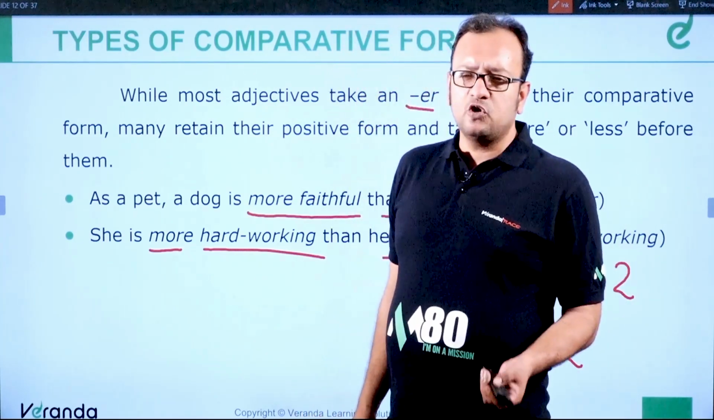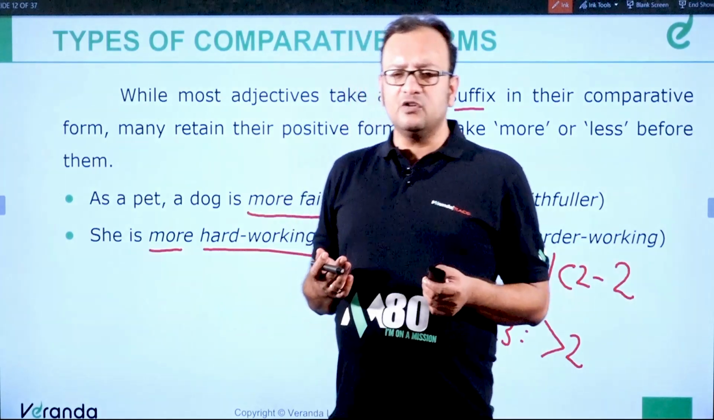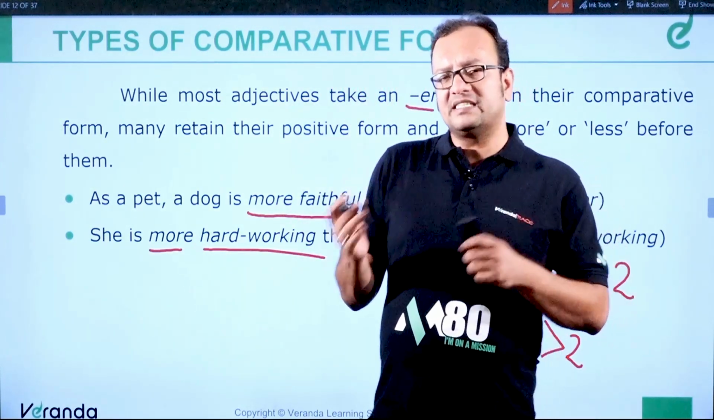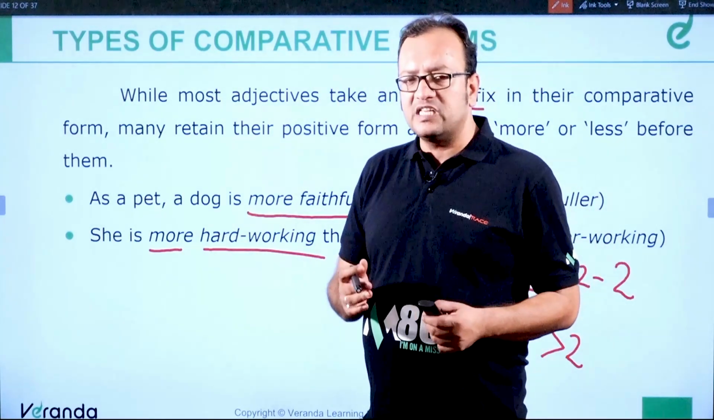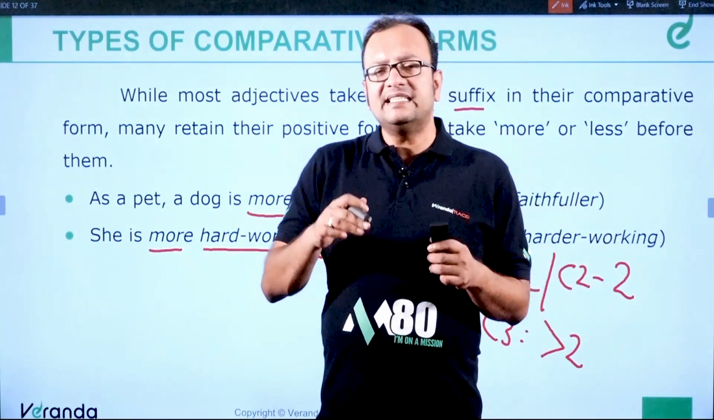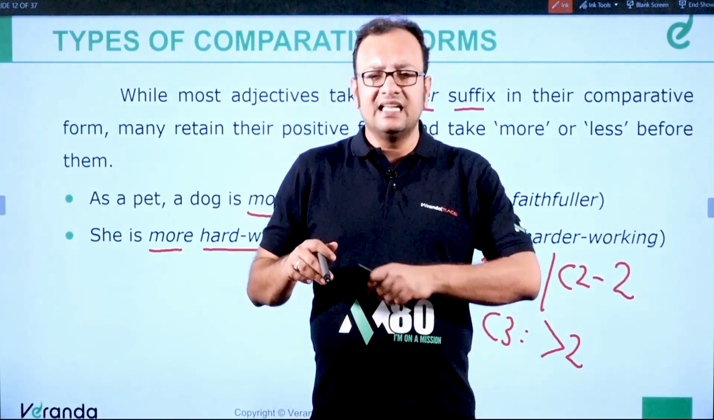So why does it happen? Not a part of our syllabus, but still I'll tell you. It's about a monosyllable or a bisyllable word. So this particular word has two or more than two syllables, for example, intelligent.